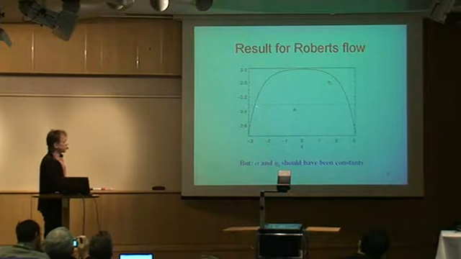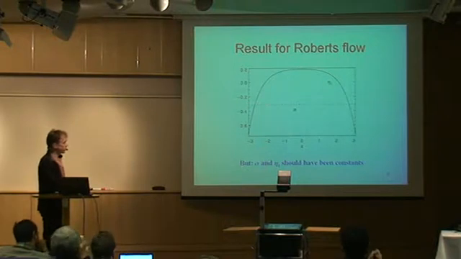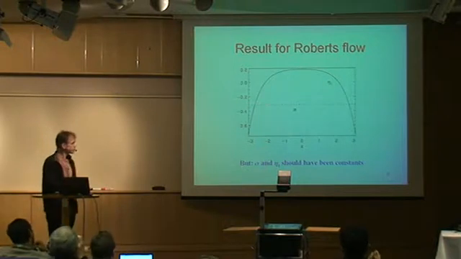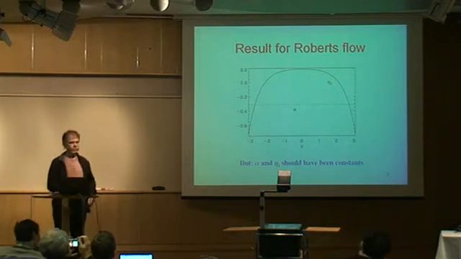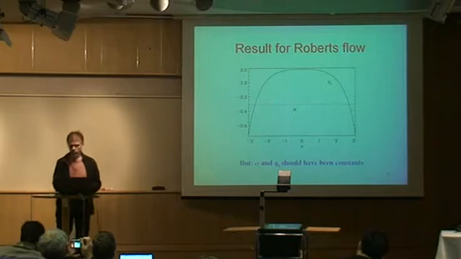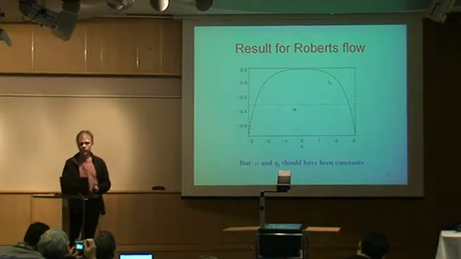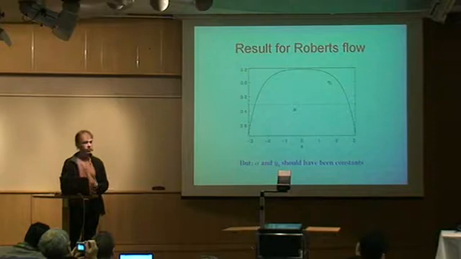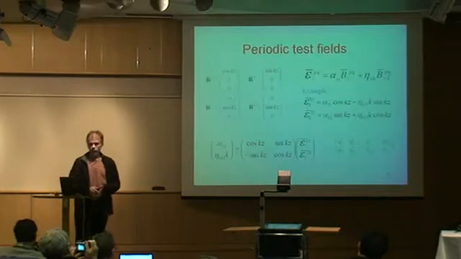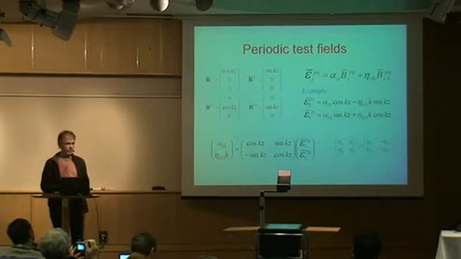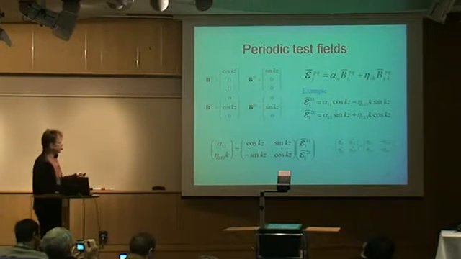We obtained an alpha, which is constant, and had the correct value. But we obtained an eta t, which was not constant. So something was not kosher here. The reason is simply that the test fields are not compatible with the periodicity of the system. So therefore, we made a next attempt to use periodic test fields.